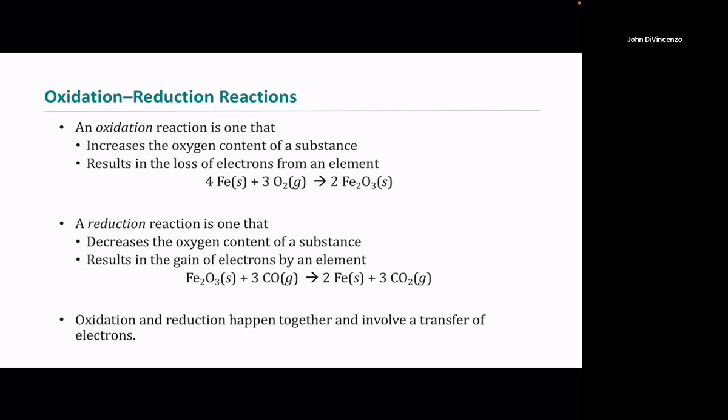So oxidation reduction, as I mentioned before, is a transfer of electrons, and it's a super broad class of chemical reactions. An oxidation reaction is one that increases the oxygen content of a substance. However, that definition is incomplete because there are reactions in which oxygen is not even involved, and it's still an oxidation reduction. We say oxidation reduction because they go hand in hand. You can't have an oxidation without a reduction, and you can't have a reduction without an oxidation. You'll understand why as we move on to the second definition.